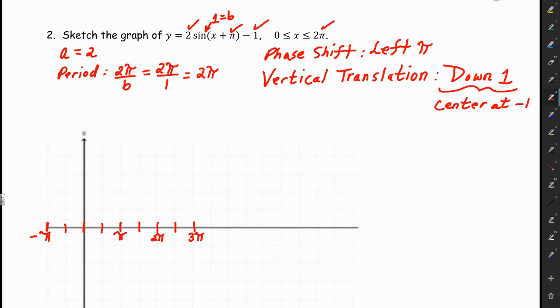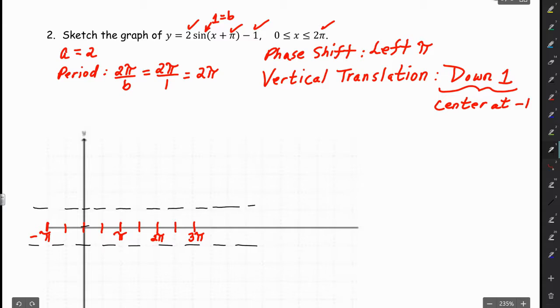All right. Now, the next thing I want to do is put dashed lines at my center, my maximum, and my minimum. My whole graph is going down 1, so I have a center at negative 1. My amplitude is 2, so I'm going up 2, 1, 2. So this is the maximum of my graph. And I'm going down 2, so 1, 2. So that's the minimum of my graph.